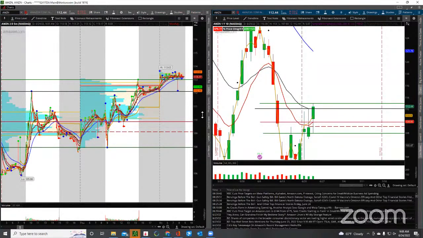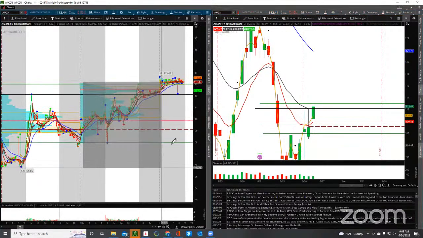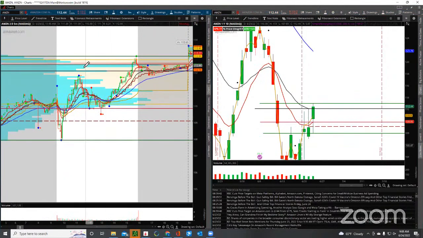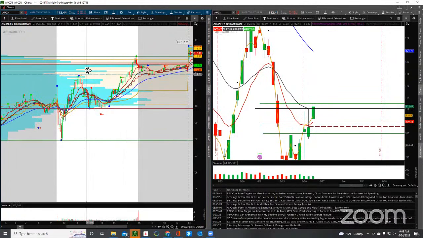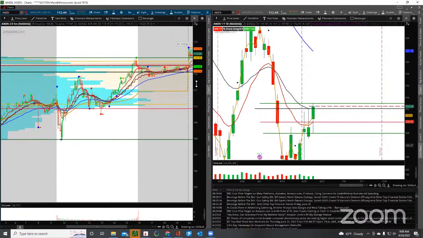And so point of control, zoom in a little bit here. Point of control, it's way up here towards the end of the day. Just move that up. So for those of you who use volume profile, you're familiar with the point of control, basically just where the largest amount of volume went off price-wise yesterday. And you can see that that was right near the top there.